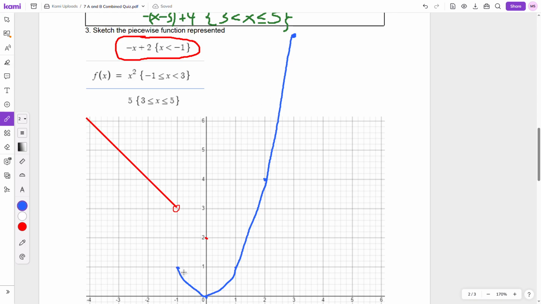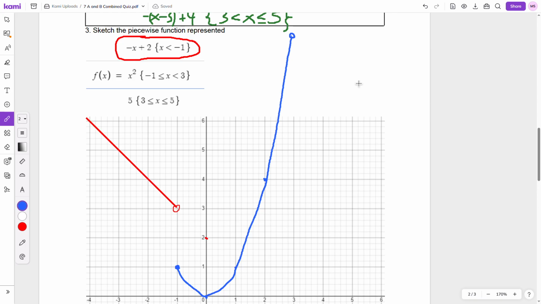-1 is included, so I'll mark that dot here nice and big. And then 3 is not. So I did make one little mistake here, if you call it a mistake. We need to have an open circle here at the end. So we'll just do like that. Okay, so that's that. And that's at 3.